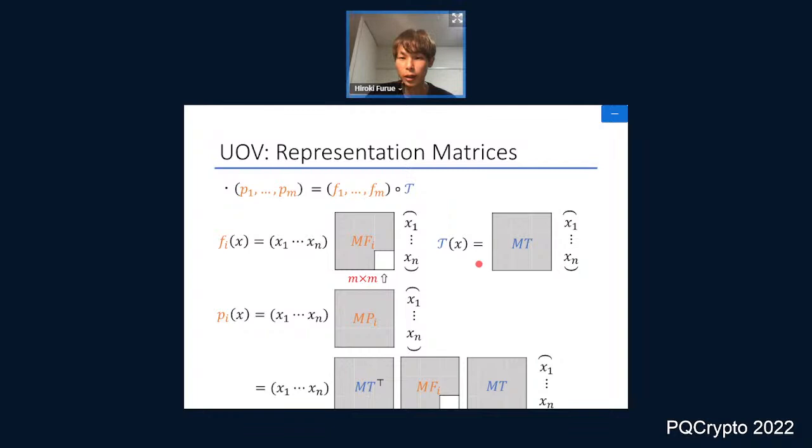We can also take matrix M_T representing T like this, and for each component M_Pi representing Pi of the public key, we have this relationship: M_Pi equals M_T transpose times M_Fi times M_T, and due to this relationship.